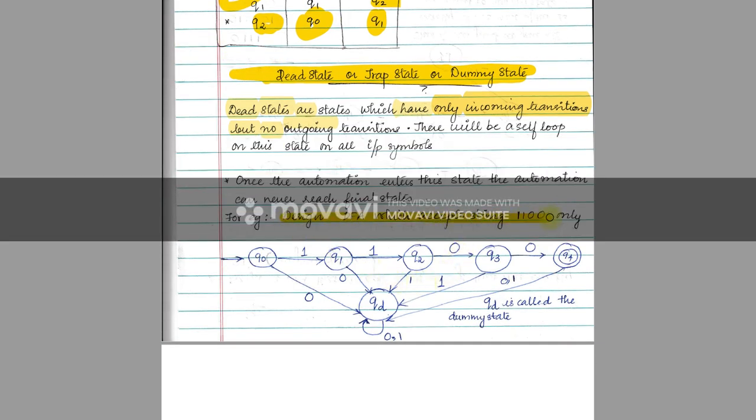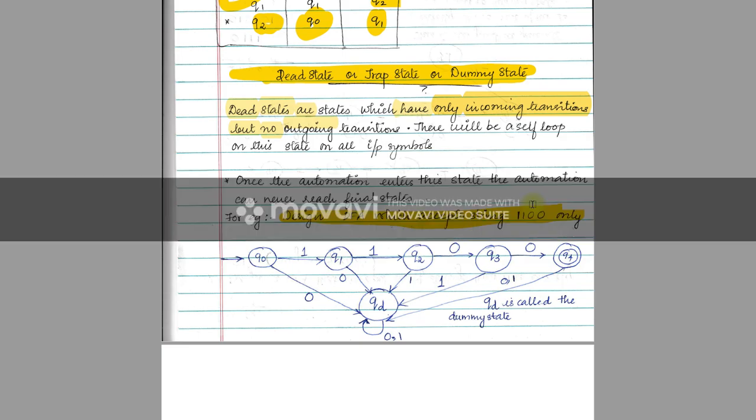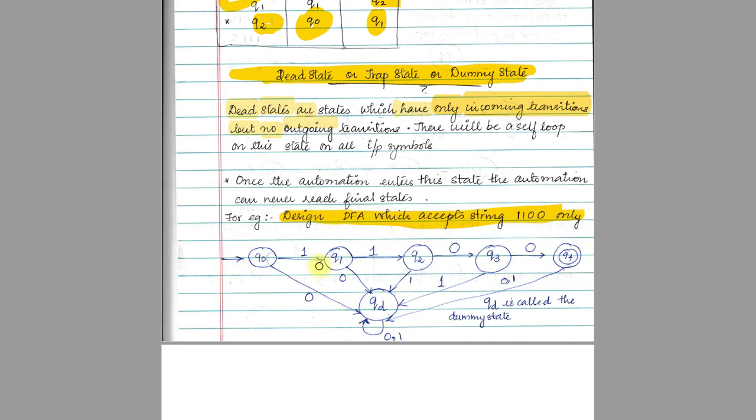Suppose I want to design a DFA which accepts the string 1100 only. I should have only this string accepted by the machine, that is the string 1100 only. I didn't say ending with, or in the middle, or contains. I said accept this string only. Okay. So the first thing is I have to design an absolute DFA.